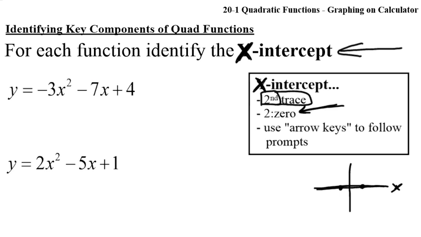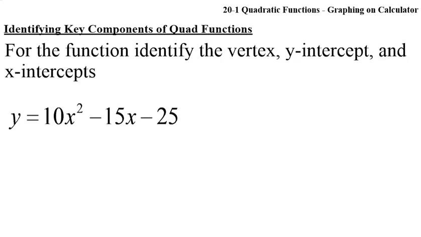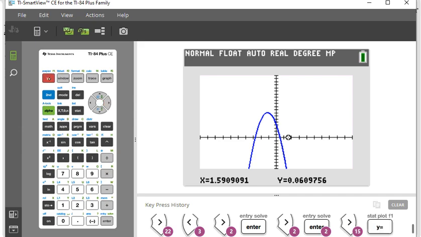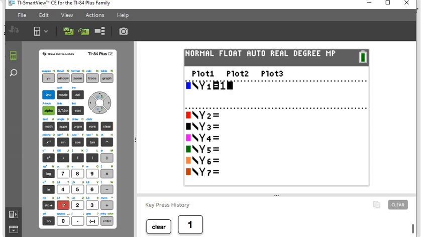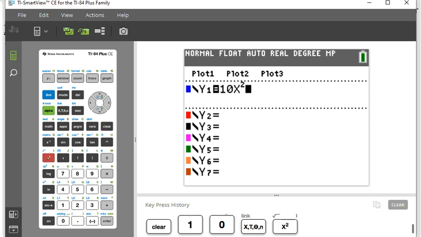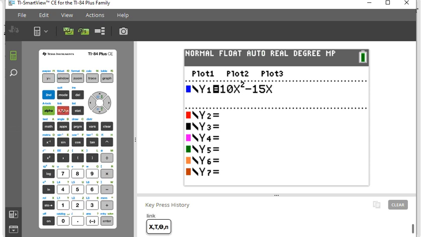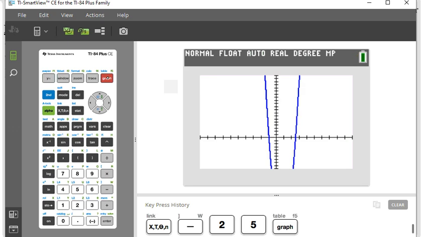Let's take a look at a different one, top to bottom, start to finish. 10x squared minus 15x, and was that plus or minus 25? Minus 25. There's our graph. Not vertex form, but it is a quadratic because of the squared. We graph it, have to change our window settings. We can see, hopefully, that this is narrowing, so we have a minimum point that we need to see.